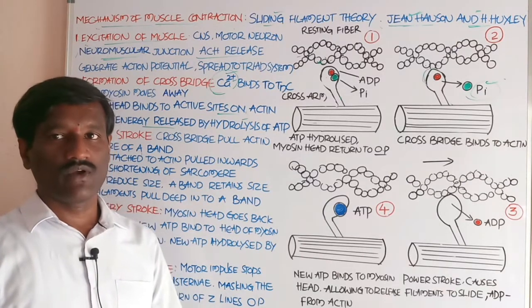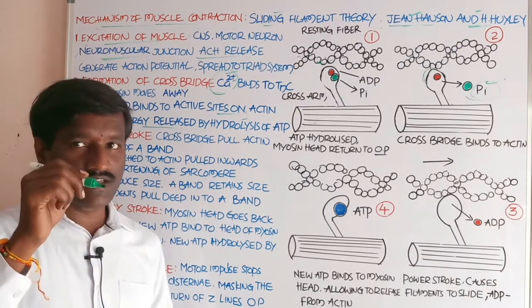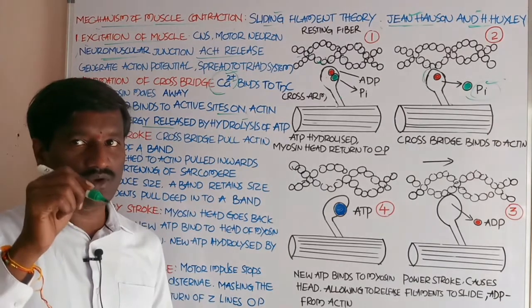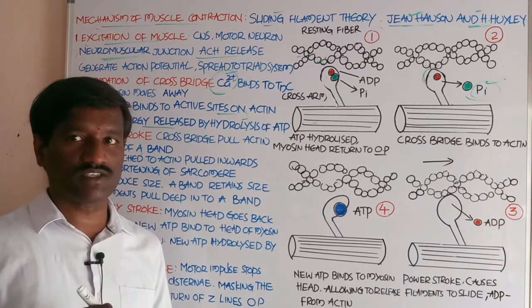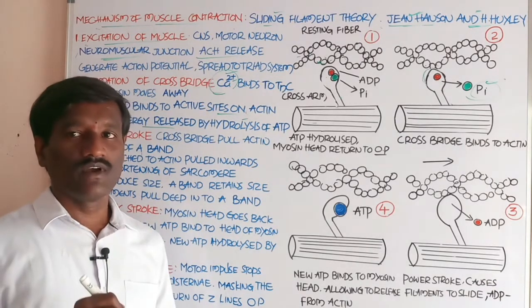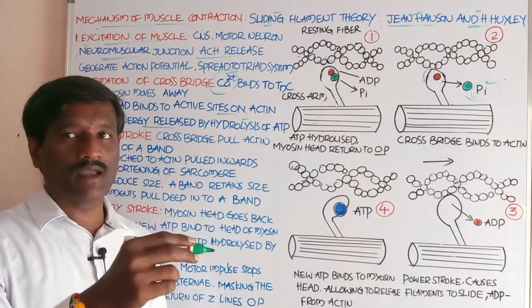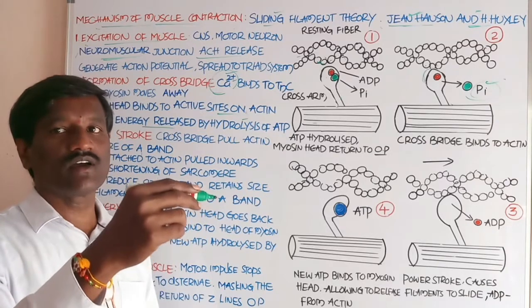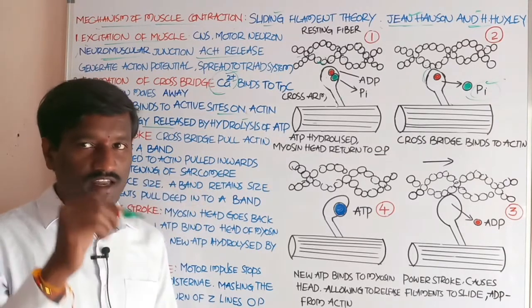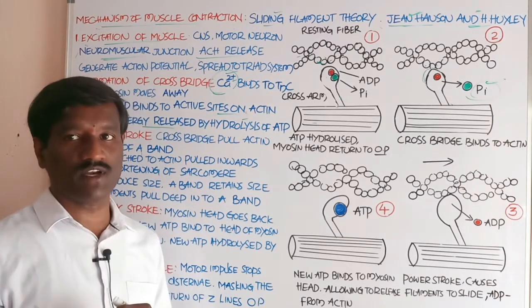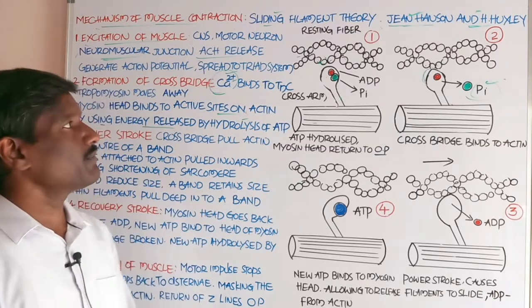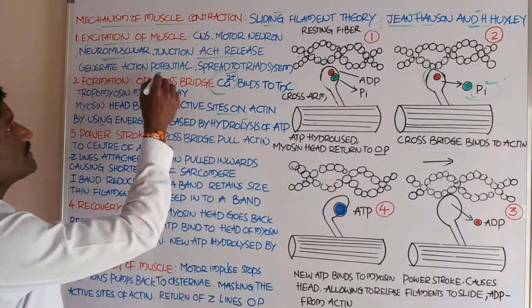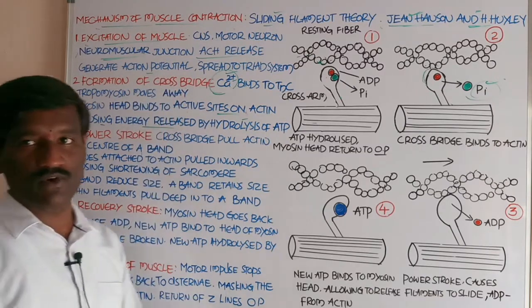Okay, student, when the neural signal reaches the neuromuscular junction, at the same time acetylcholine is released. Acetylcholine is the neurotransmitter that is released, and this generates the action potential.